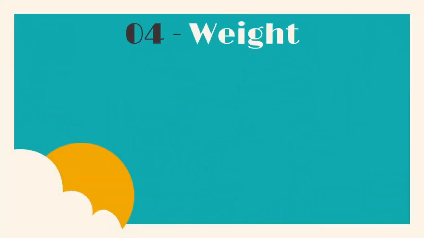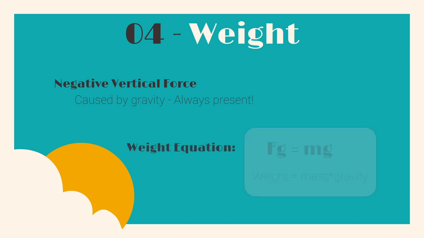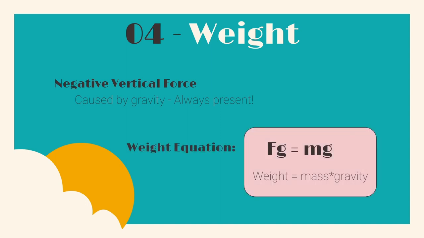And the final force to talk about is weight. Weight is a negative vertical force that is caused by gravity, and it is constantly trying to pull your aircraft back to the ground. This is another force that is inevitable since it exists even when your aircraft is idling. Weight is dependent on the mass of the aircraft, so the bigger or heavier the aircraft, the more weight there is.